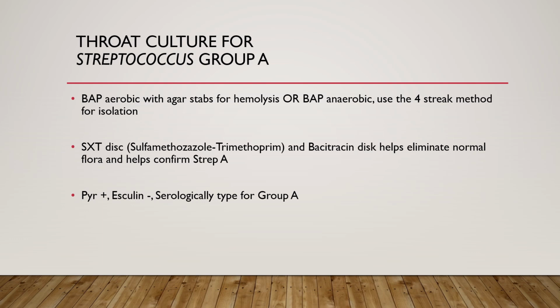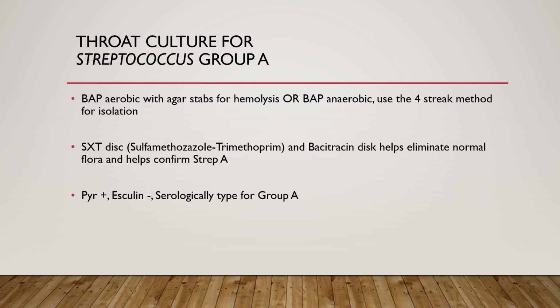Then we can put a couple of discs onto our plate in order to screen for Streptococcus group A. The SXT disc is a disc that we use to differentiate between Strep A and Strep C. Strep A is going to be resistant to the SXT disc, while Strep C is going to be sensitive to it. And by the way, Streptococcus group C can cause a sore throat. It just doesn't lead to all of the nasty complications that Strep A does.